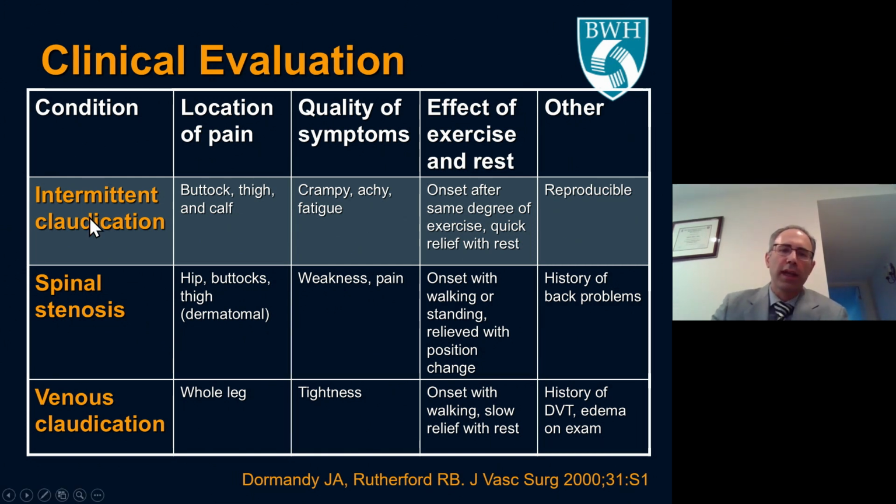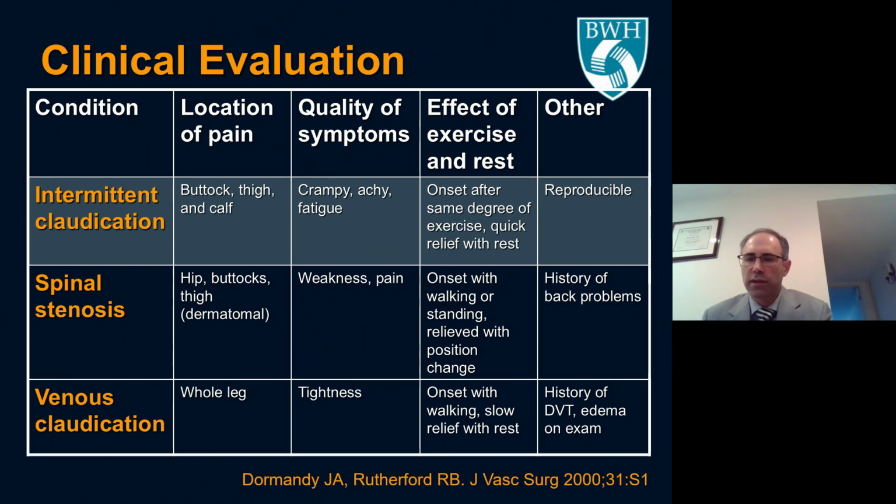So intermittent claudication, the location of the pains, typically the buttocks, thigh, or calf. The quality of symptoms are crampy, achy, fatigue. The effect of exercise and rest: the onset after the degree of exercise should be the same. So if it's walking to the mailbox, it should be walking to the mailbox each time. There should be quick relief with rest, and it's reproducible. And if you find a patient with this, it's most likely to be peripheral artery disease.